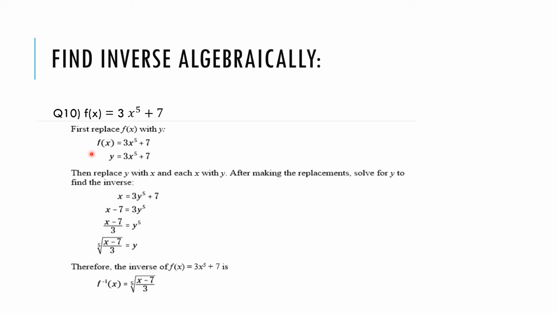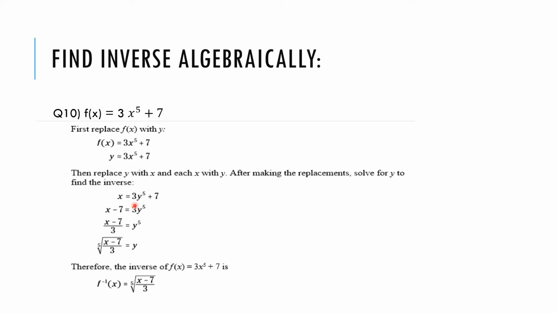Now let's have a look at another question. f(x) is equal to 3x to the power 5 plus 7. First replace f(x) with y. f(x) is equal to 3x^5 plus 7, so y is equal to 3x^5 plus 7. Then replace y with x and each x with y. After making the replacement, solve for y to find the inverse.